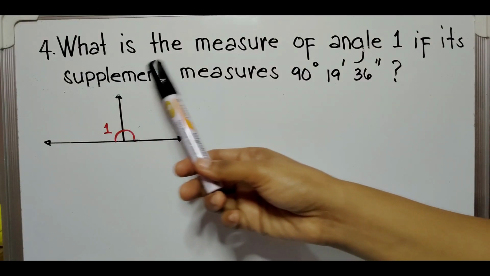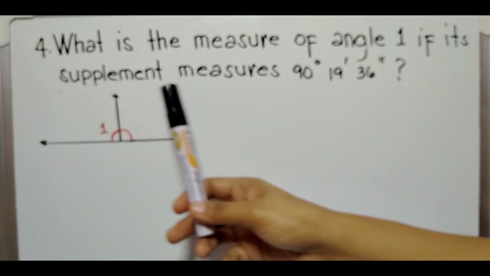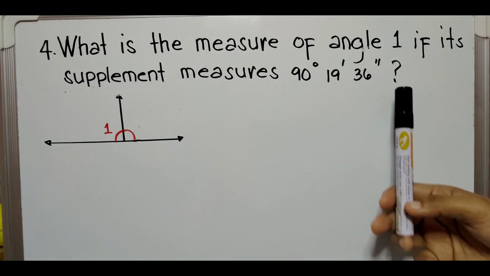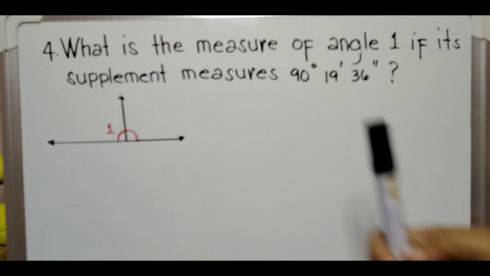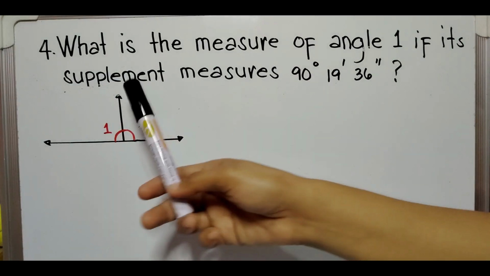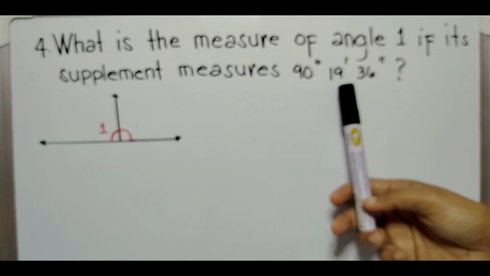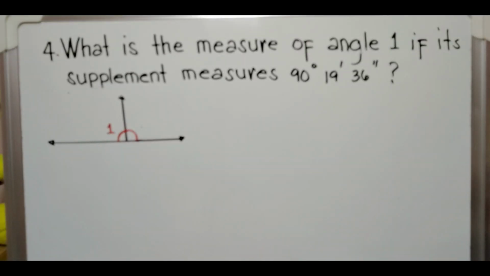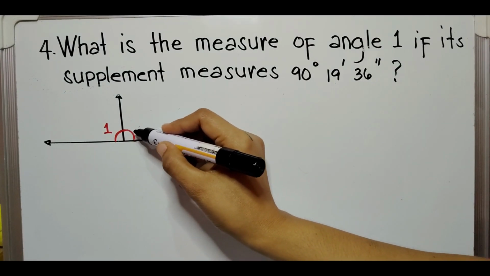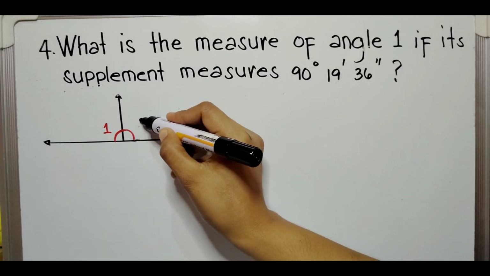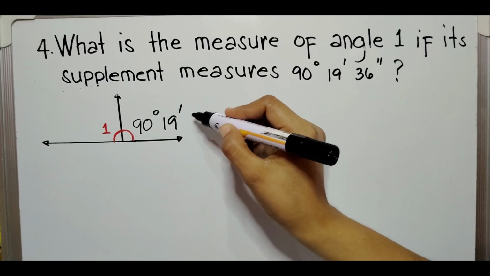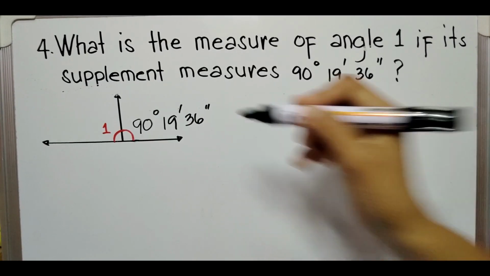Number 4. What is the measure of angle 1 if its supplement measures 90 degrees, 19 minutes, 36 seconds? Take note that what is asked here is the measure of angle 1, given that its supplement measures 90 degrees, 19 minutes, and 36 seconds. So this is angle 1. So this angle here is its supplement, which measures 90 degrees, 19 minutes, and 36 seconds.